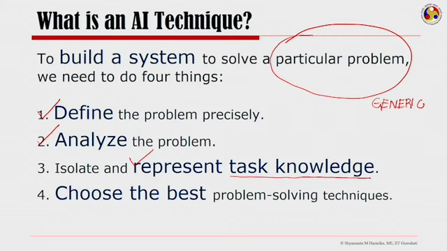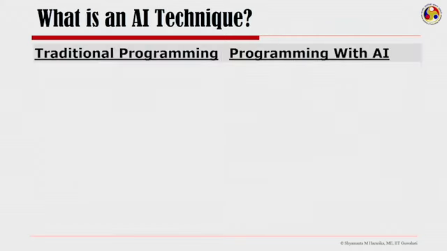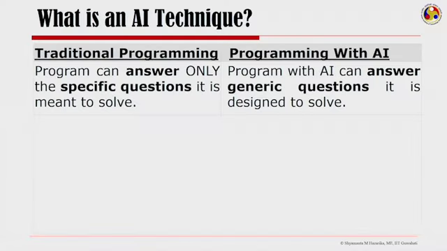The onus is now to choose the best problem solving technique. It is therefore important for us to realize what is the basic difference between traditional programming and programming with artificial intelligence, or programming that tries to create AI systems. Traditional programming is when we program and look for an answer for only a specific question it's meant to solve.